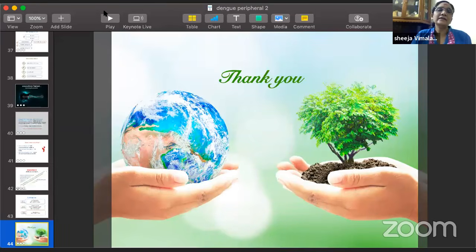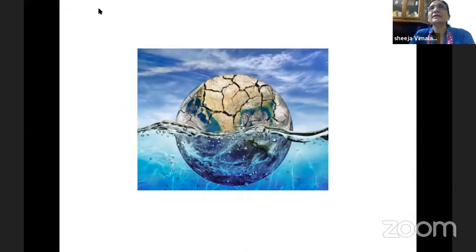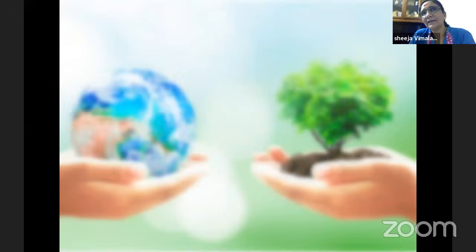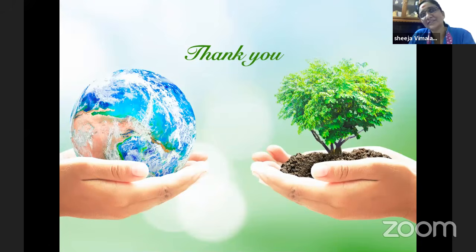So the final nutshell is that in dengue, the fluid is just like water in nature. If it is less, it leads to drought. If you give too much, it leads to flood. So what you really need is a balance which will help your organs to nurture. Thank you.